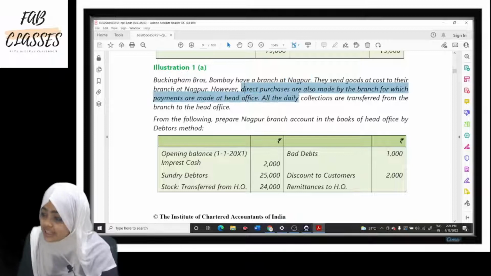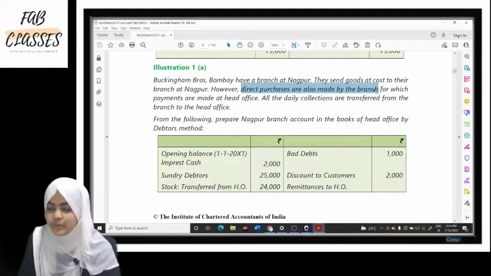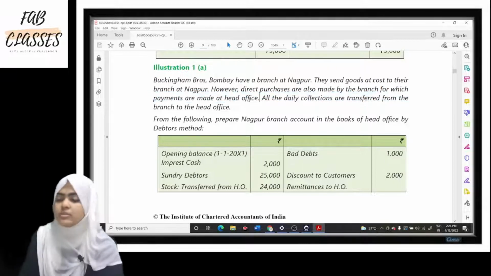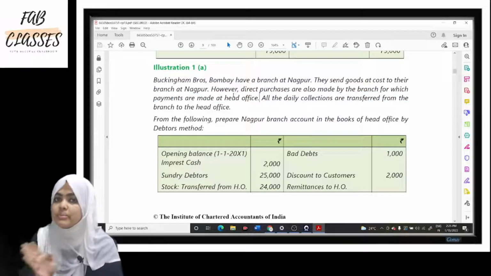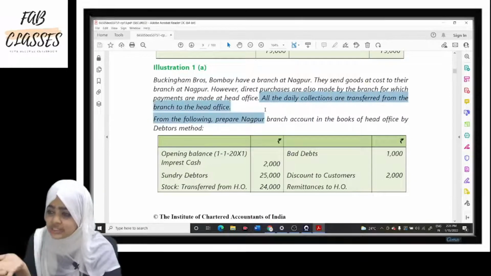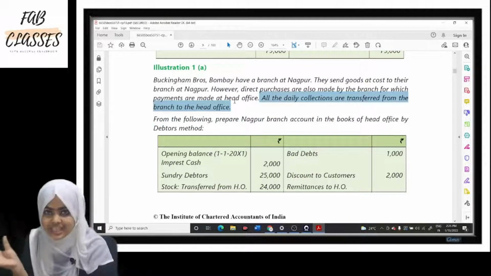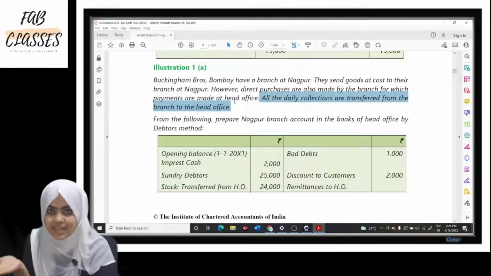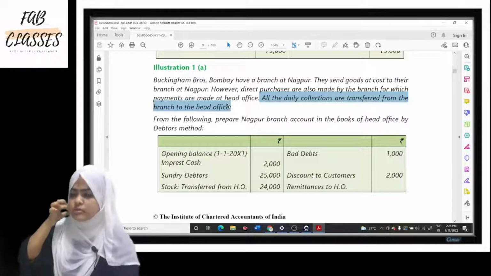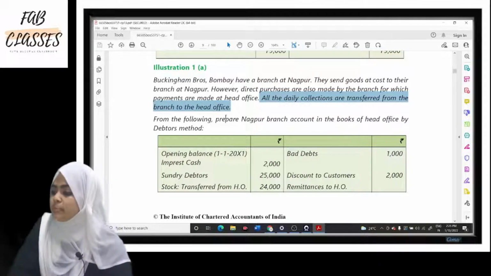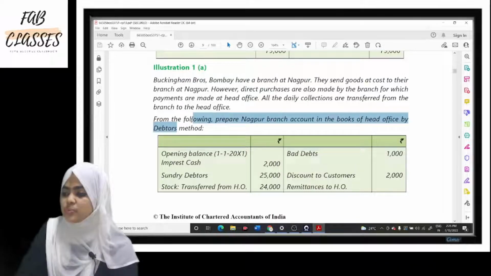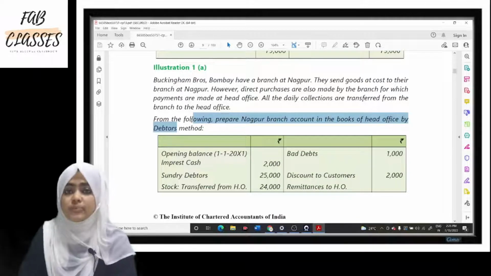However, direct purchases are also made by the branch. The branch makes some direct purchases for which the payments are made at head office. That means the branch makes some purchases, but the payments are done by head office itself. And all the daily collections are transferred from the branch to the head office. Whatever sales occur, those collections will also be transferred from the branch to the head office. Okay, fine, no doubts. Now, from the following, prepare Nagpur branch account in the books of head office by debtors method. So they have given some details. From this, what we have to do?